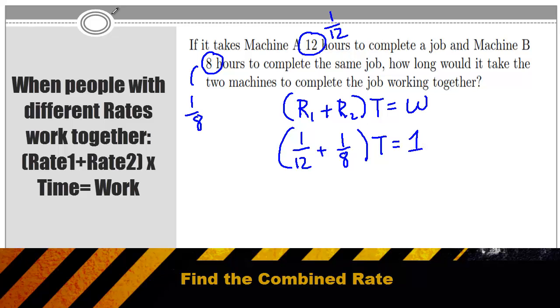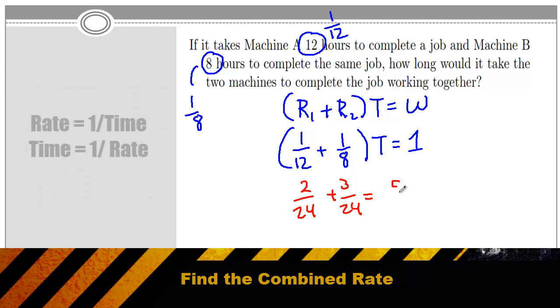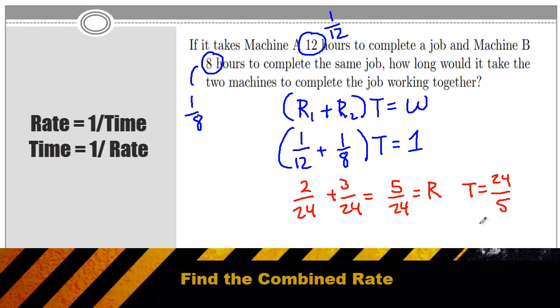Unless they specify how many jobs are being completed, you can usually assume that work is equal to 1, or one job being done. So now we add our fractions, we find a common denominator. So I'm going to rewrite this as 2 over 24 plus 3 over 24, and that's going to be equal to 5 over 24, and that's my rate. And to save time, I can simply remember that rate and time are inverses of each other, so my time must be equal to the upside down of that, or 24 over 5, which would be 4.8 hours.